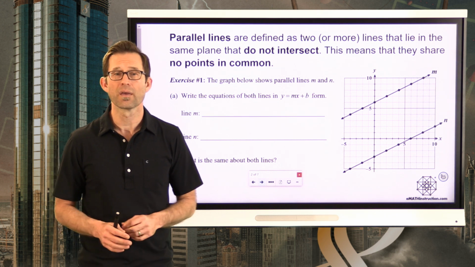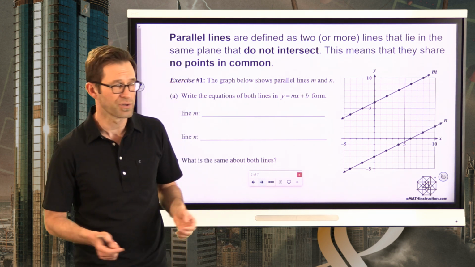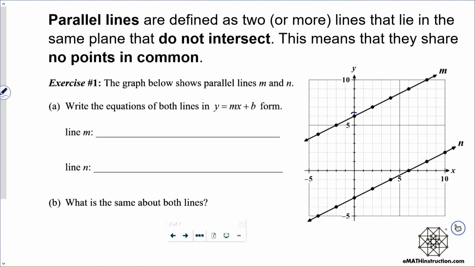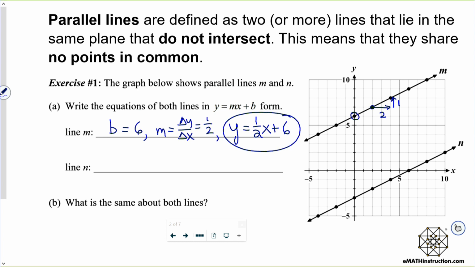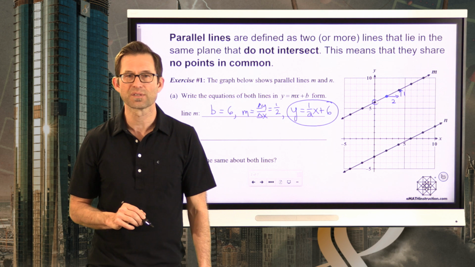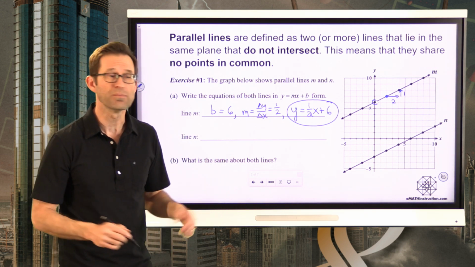All right, well, the easiest thing about any equation of a line is identifying its y-intercept, the b value. So for line M, the b value is equal to 6, and the slope, which is the change in y over the change in x, can be found by taking one of these points and going to the right 2 and up 1. So it looks like the slope is 1/2, which means the equation is y equals 1/2 x plus 6.